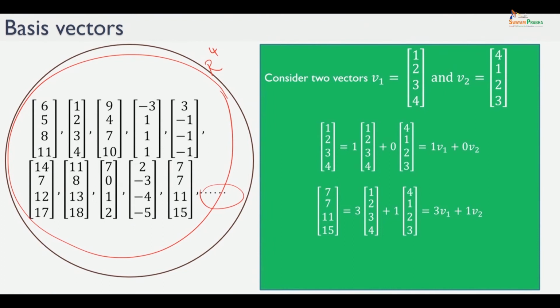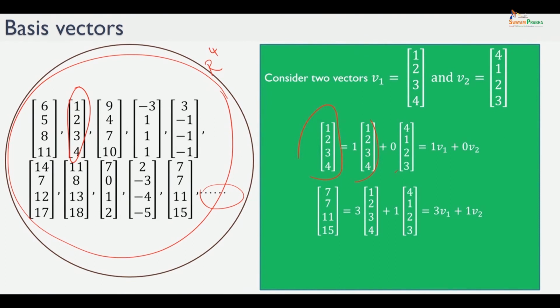So what we can do is, we can take, let us say, 2 vectors here. This is how this example has been constructed to illustrate an important idea. Let us take these vectors v1, which is 1 2 3 4, v2, which is 4 1 2 3, and let us take some vector here in this set. Let us take this vector here, and then see what happens when I try to write it as a linear combination of these 2 vectors. So I can see that if I take this, I can write it as 1 times this plus 0 times the second vector. So that is one linear combination.